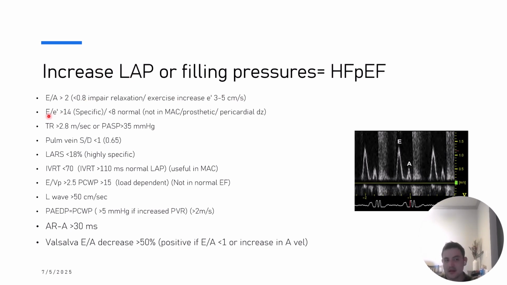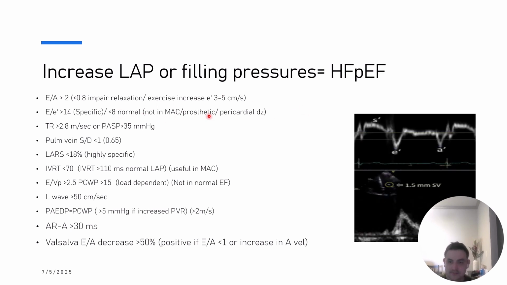This is the same thing. E over E prime more than 14 is highly specific. Less than 8 is normal. Don't use it in those kinds of conditions. And you can see here, imagine that you have impaired relaxation: the E prime is going to be smaller and the E wave is going to be high. So the ratio is going to be higher, more than 14.